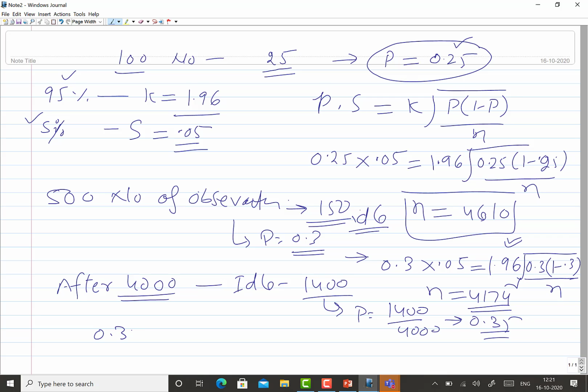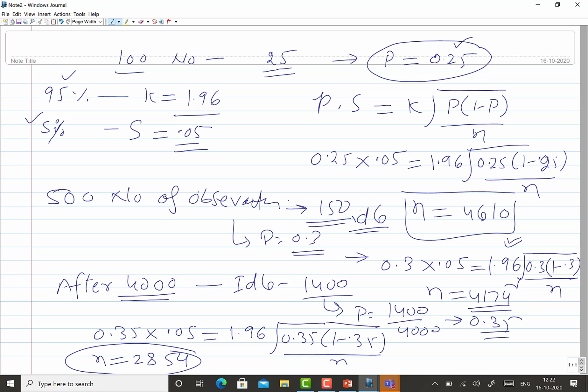So again 0.35 into 0.05, that is the accuracy desired, then 1.96, that's the coefficient corresponding to the confidence level, then 0.35 into 1 minus 0.35 divided by N. So this gives us the value of N equal to 2854, which means we have more number of observations for the given confidence level and the desired accuracy.